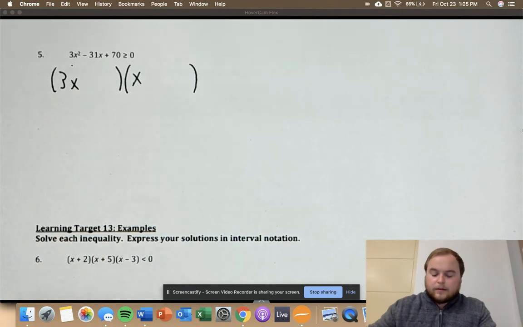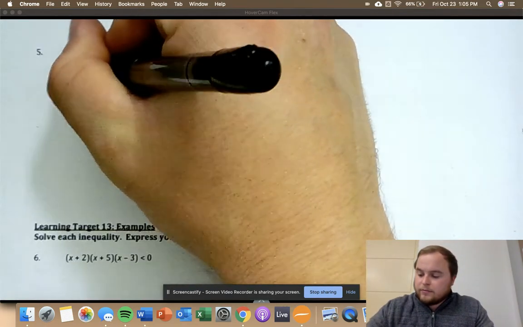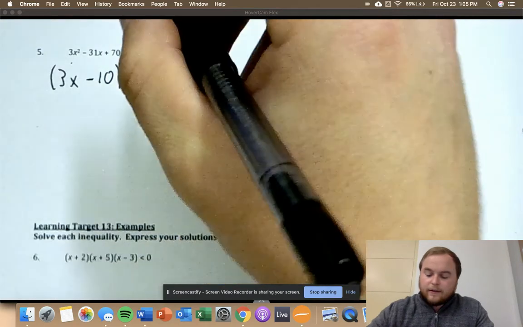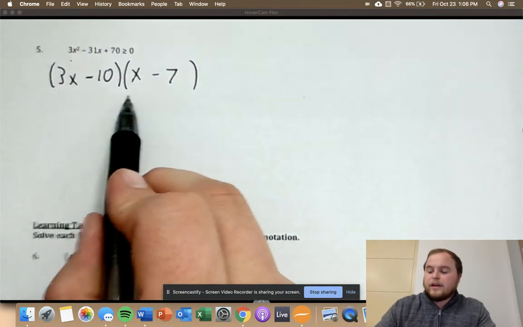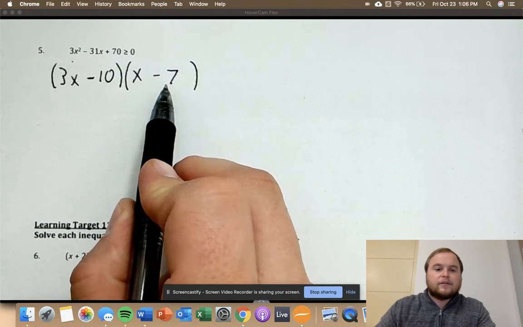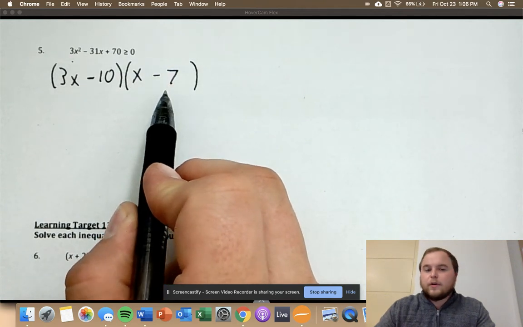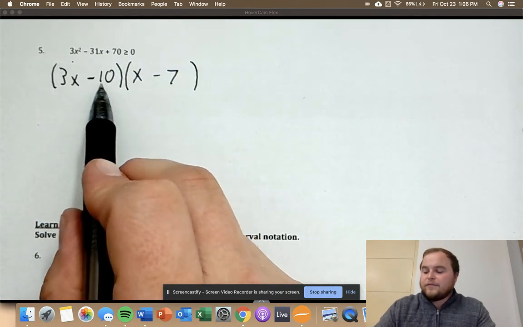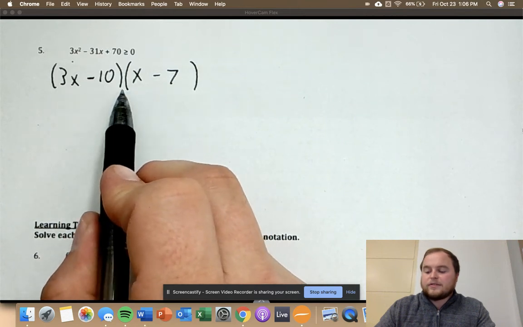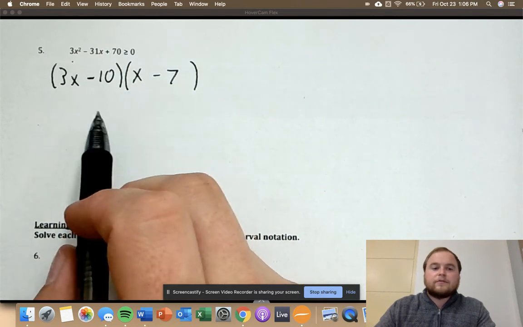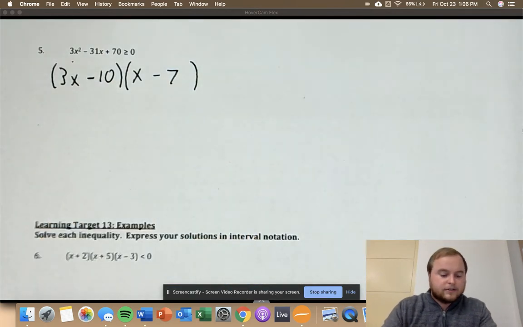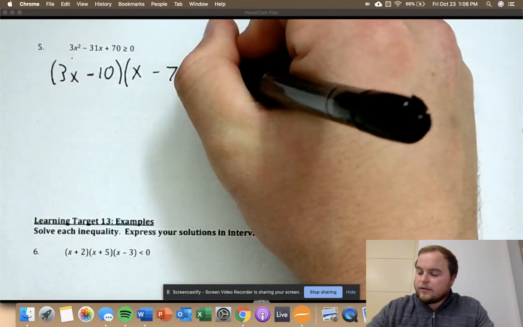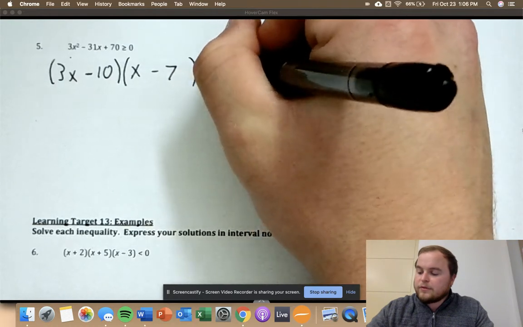Well, if I put a -10 here and a -7 here, this works well because I'm going to have 3x times -7, which gives me -21x, right? And then I have -10 times x, which is just -10x. -21x plus -10x gives me that -31x there. And that's all greater than or equal to 0.